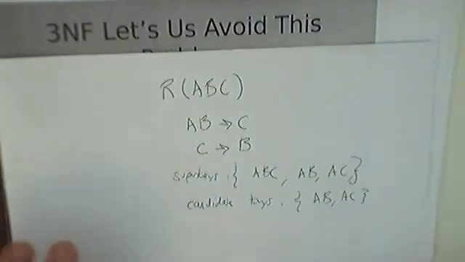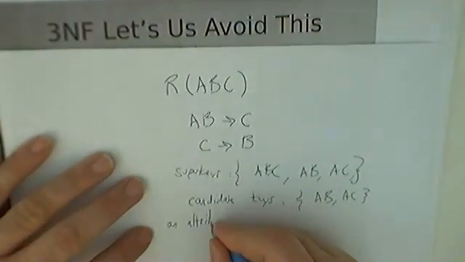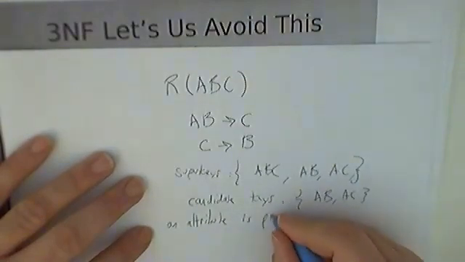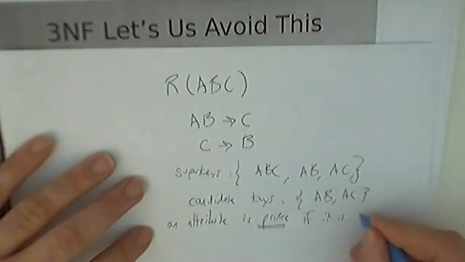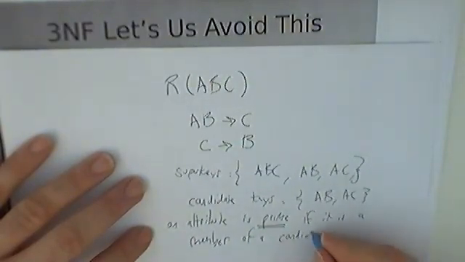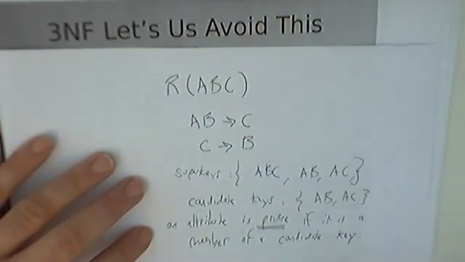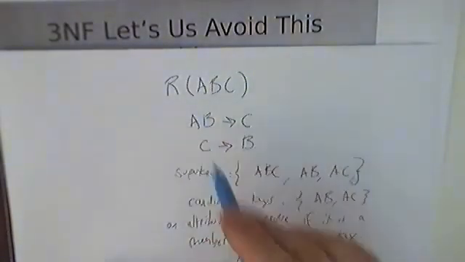All right. Now, I told you that an attribute is prime if it is a member of a candidate key. So which attributes are prime here? Yep, A, B, and C. They're all prime. So keep that in mind.